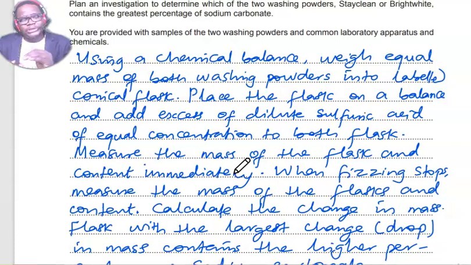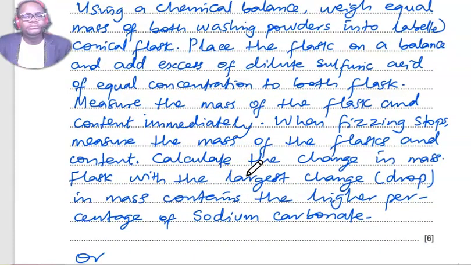All you need to do now is calculate the drop in mass, the difference between the initial mass and the final mass. That will give you the amount of gas that has escaped from the flask. So the flask with the highest change in mass contains the higher percentage of sodium carbonate.